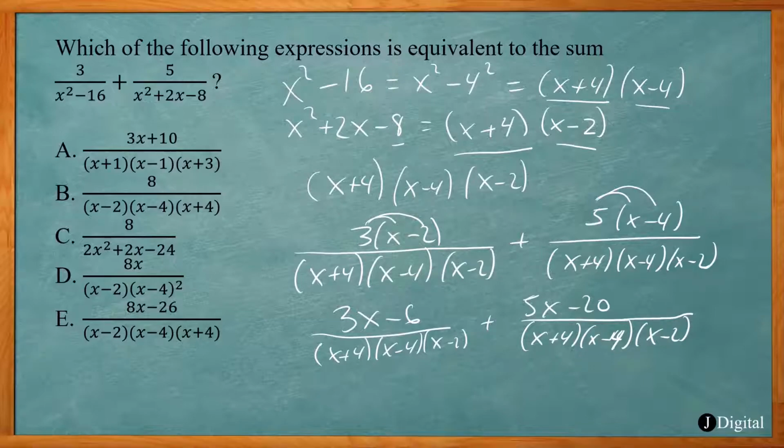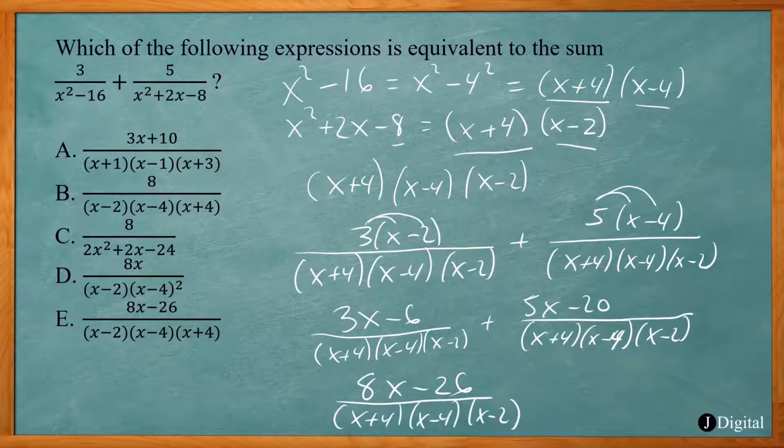And then combine these, 3x plus 5x is 8x. Negative 6 minus 20 is negative 26. And all over x plus 4 times x minus 4 times x minus 2. And that's going to give us answer E.